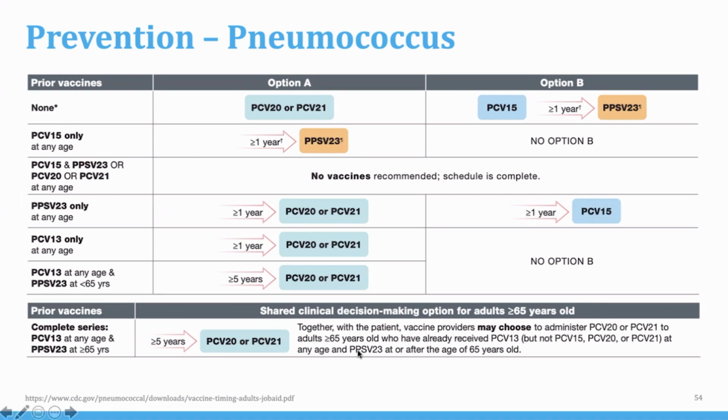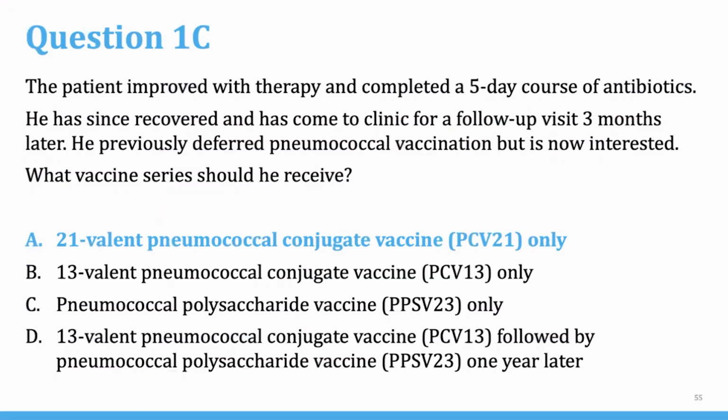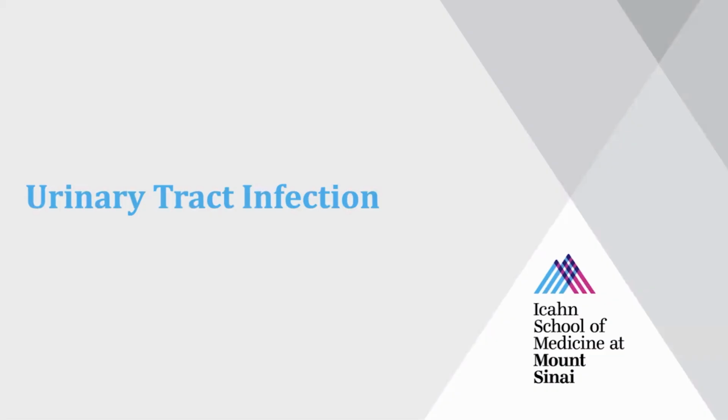This bottom part is primarily for your clinical practice rather than for the boards. Keep in mind, if they previously completed what was thought to be a complete series with 13 and 23, you could still think about giving them PCV20 5 years after their last pneumococcal vaccine, though this would be based on shared decision-making with the patient. So to go back to this question, the best answer of the ones available would be PCV21. We'll now move on to urinary tract infection.